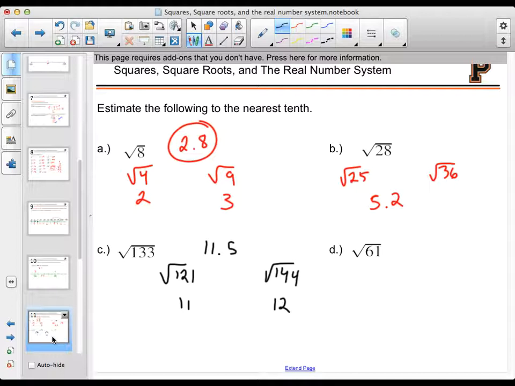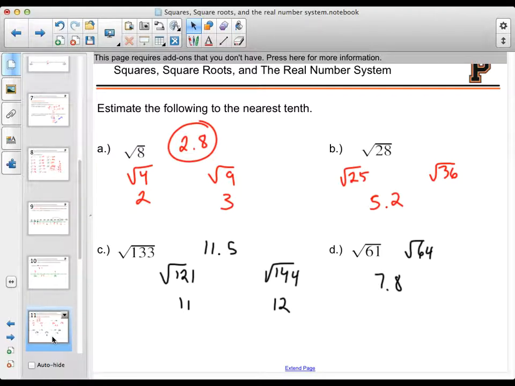Square root of 61 should be just a little bit less than the square root of 64. My best estimate here is going to be about 7.8. So again, what we're trying to do is just use the knowledge of perfect squares in order to estimate the ones that are non-perfect.